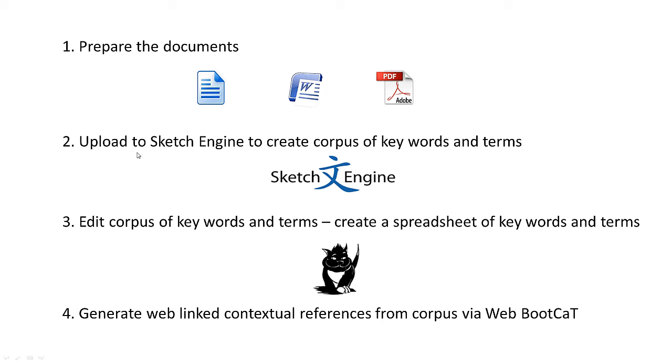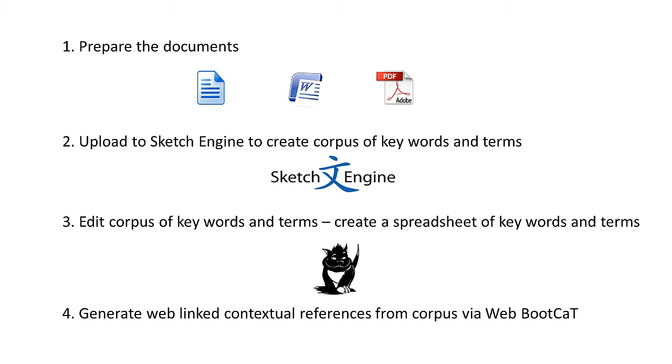The next thing is to upload this to the SketchEngine website and create a corpus of our keywords and terms. Then we edit our corpus. Obviously the keywords and terms might not be appropriate to our search. We can then create a spreadsheet of the words and terms by cutting and pasting into something like Excel, for example. And then we'll use those keywords and terms to generate contextual references and a list of data that can be downloaded into your corpus. And that's using WebBootCaT.